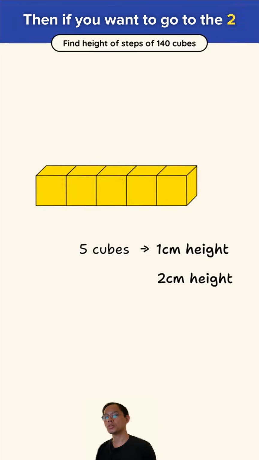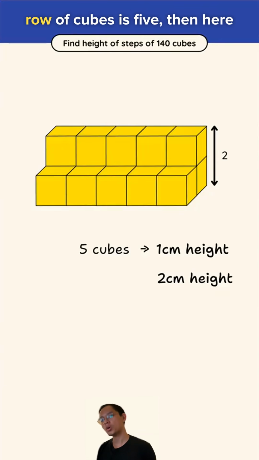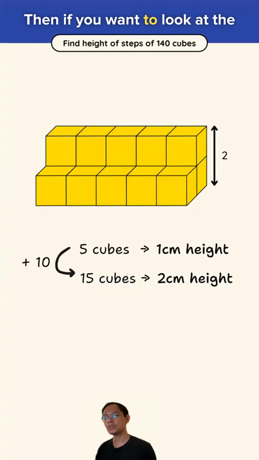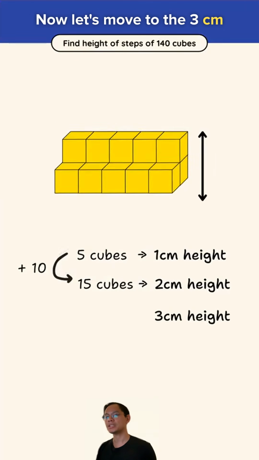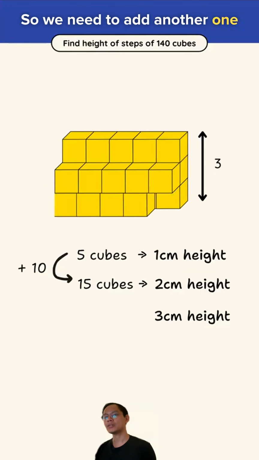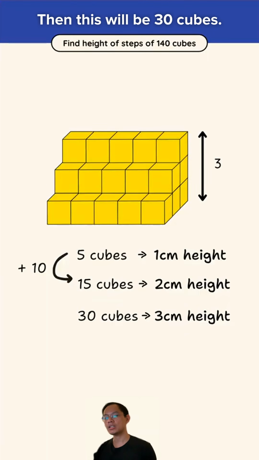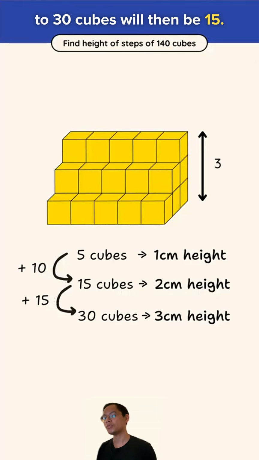Then if you were to go to the 2 centimeter one, how many cubes are there? If you were to count, one row of cubes is 5, and here there are 3 rows, which equals 15 cubes. Looking at the pattern from 5 to 15, you add 10. Now let's move to the 3 centimeter height. We need to add another 3 rows of cubes, in total 6 rows of cubes. This will be 30 cubes. So the pattern from 15 cubes to 30 cubes will be 15.